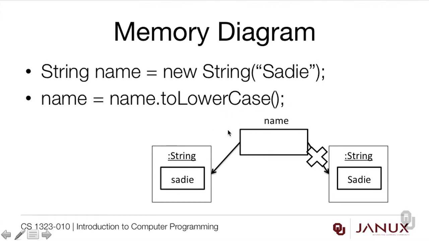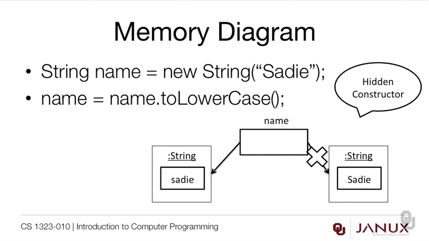So notice, right over here on the left-hand side, we're pointing to the new object that's in lowercase, and the reference to the original object has been lost. So at this point, this object, the one with Sadie with a capital S, is going to disappear when it gets garbage collected.